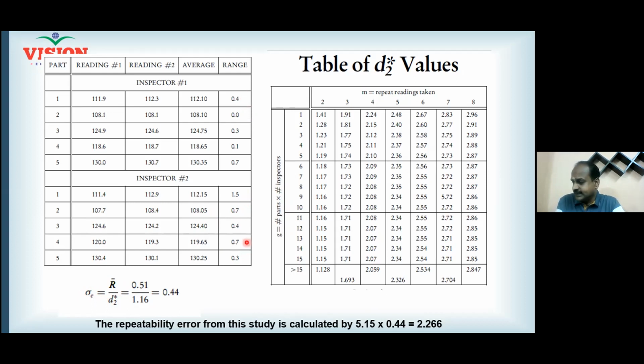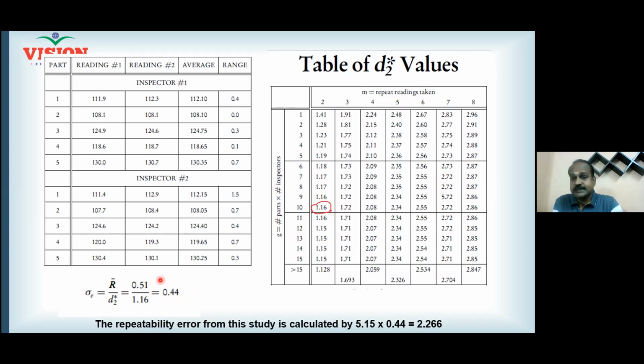When you have 10 ranges, you know the G is 10. And how many repeat readings did you include in your study? Repeat readings are 2. So 2 and 10. What is the number you are finding? 1.16. That is your D2. And now your sigma is estimated. All of you understand how the sigma came?